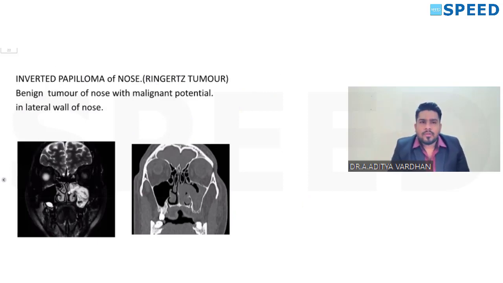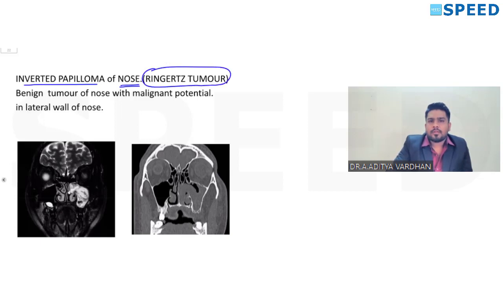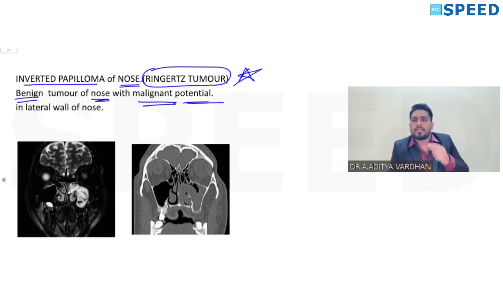Applied ENT, what I want to discuss with you here is that inverted papilloma of the nose is also known as Ringer's tumor. You must remember it. It's a benign tumor of the nose with malignant potential, and it arises from the lateral wall of the nose. These 3 points are MCQ. Also known as Ringer's tumor, a benign tumor of the nose with malignant potential arising from the lateral wall of the nose.